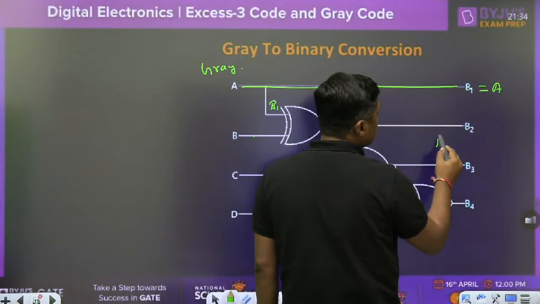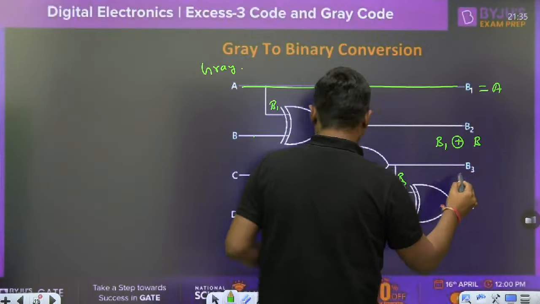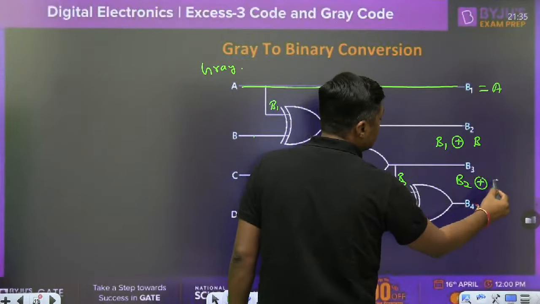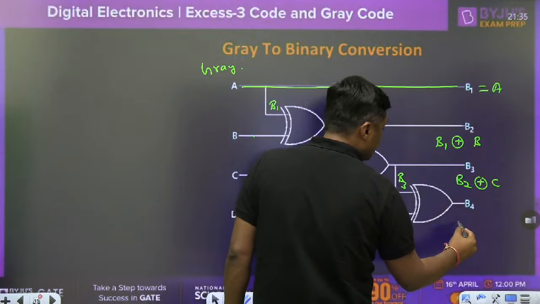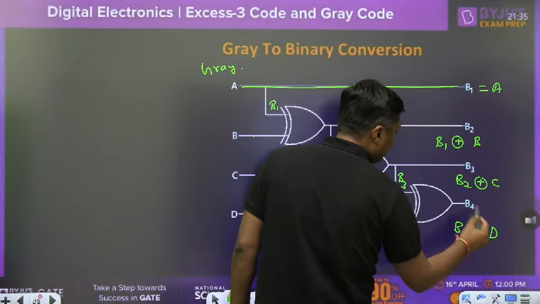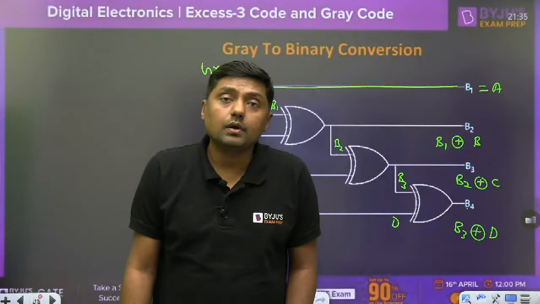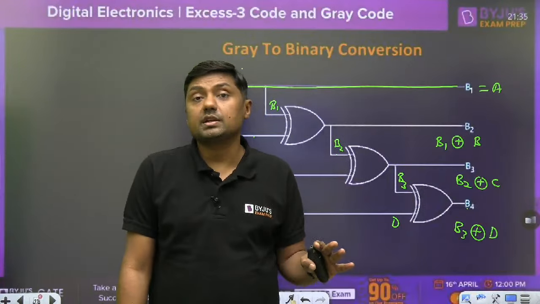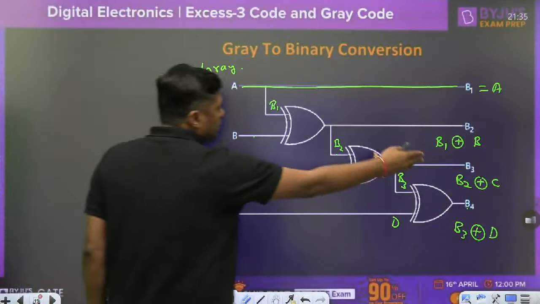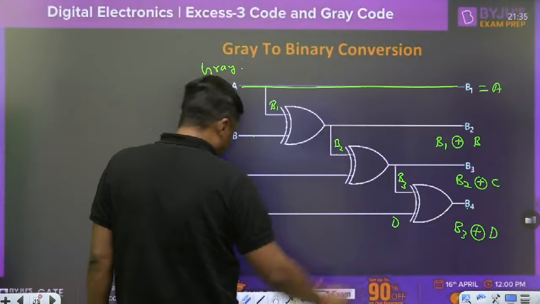B2 is nothing but B1 exclusive OR with B. B3 is nothing but B2 exclusive OR with C. And B4 is B3 exclusive OR with D. That is the result, gray to binary. This is called a combinational circuit. Why is it called a combinational circuit? The present output depends upon the present input. We are giving the gray code as the input and getting the binary code as the output.